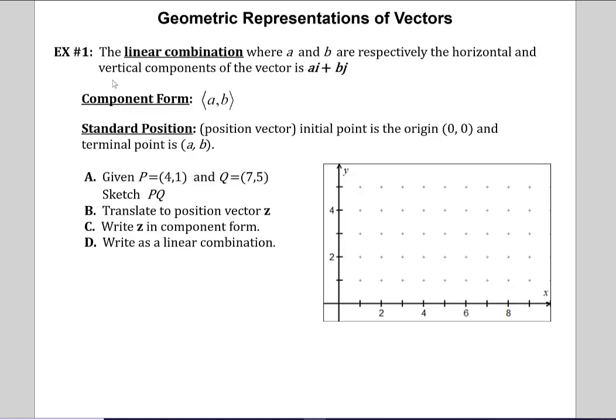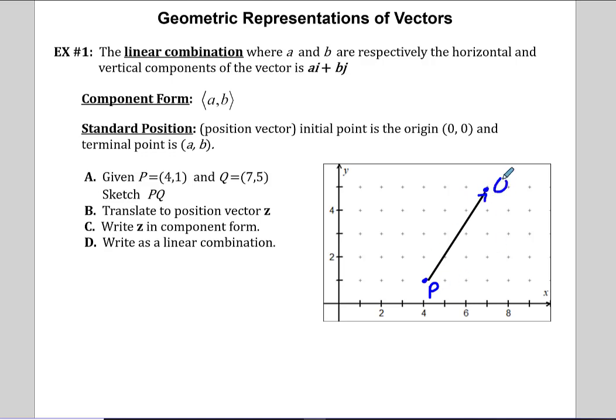So in example 1, we're going to look at linear combinations, component form, standard position, and translating a vector given 2 points. So let's get started. If we have the point 4, 1, and that's point P, and we have the point 7, 5, that's point Q, and it represents a vector from P to Q. I could put a little arrowhead on that, I guess, from P to Q.